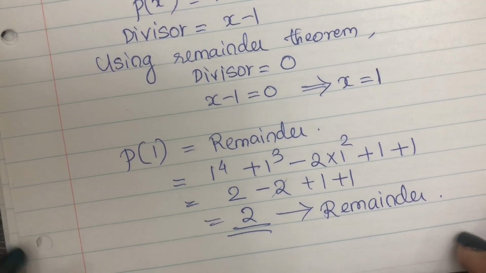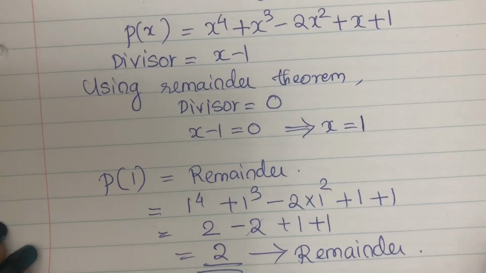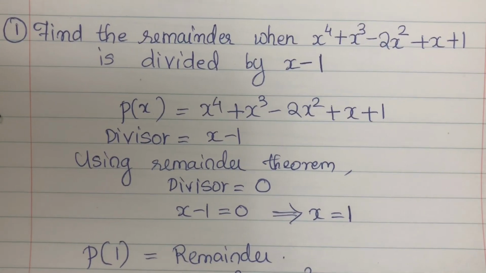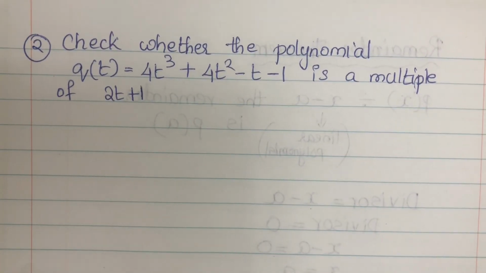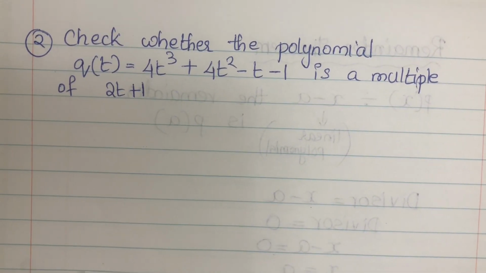So now it became very easy, no? Based on the remainder theorem, it is very easy to find the remainder of a polynomial. Now we'll check out one more problem related to the remainder theorem.